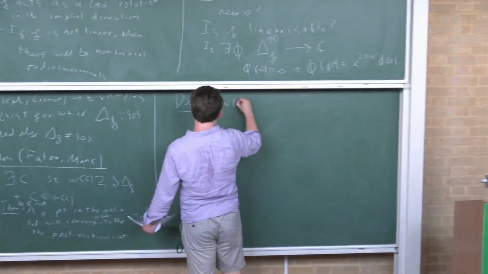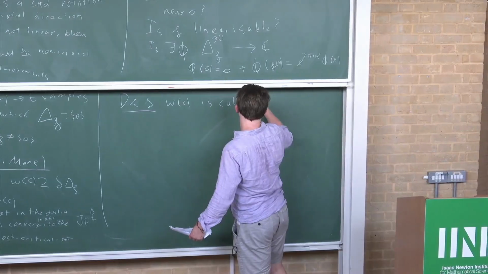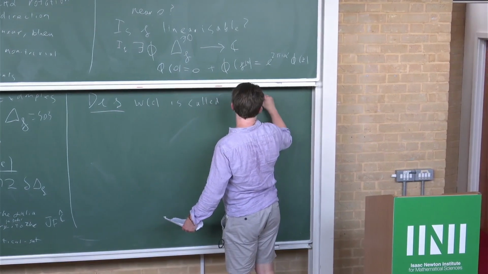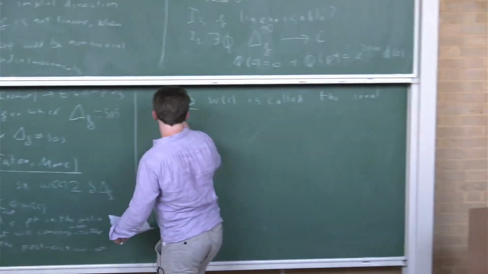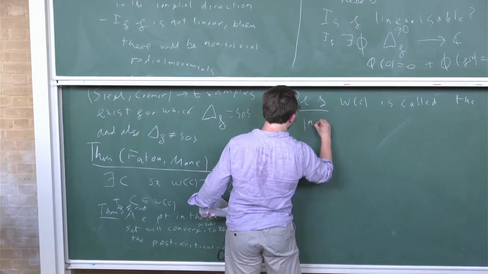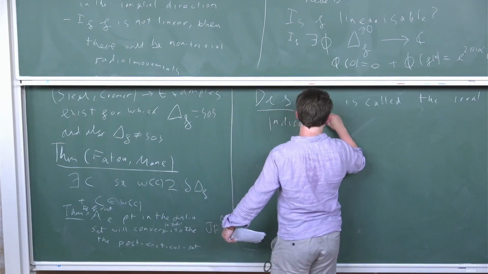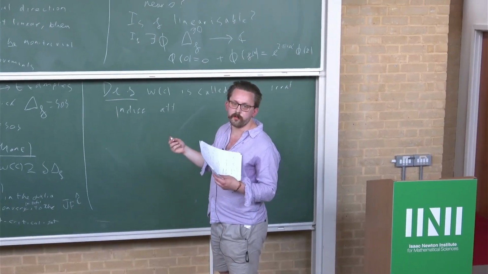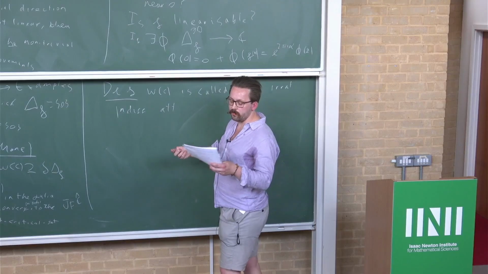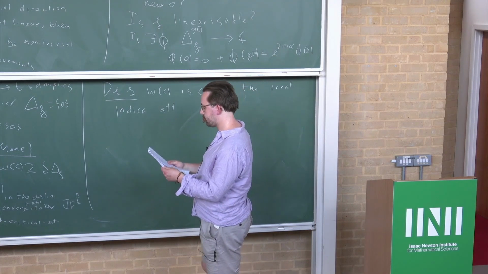So definition: this set, omega of c, is called the irrationally indifferent attractor for all of these reasons. And this is basically the fundamental object of study you want to understand if you want to understand these irrationally indifferent fixed points. All right, brilliant.